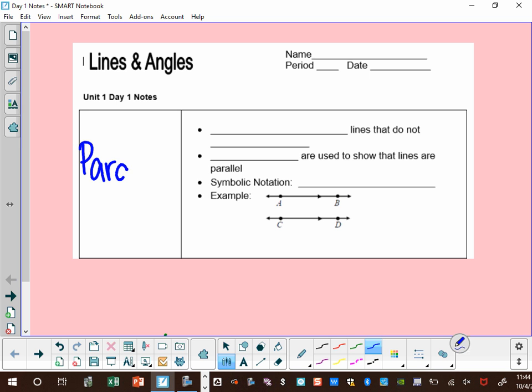You guys have heard this before? Yes, ma'am. Diana, what's special about parallel lines? Do they touch or they don't touch? They don't. Alright, so we get confused with the perpendicular. Perfect. Yeah, that one. So we have coplanar lines that do not intersect.